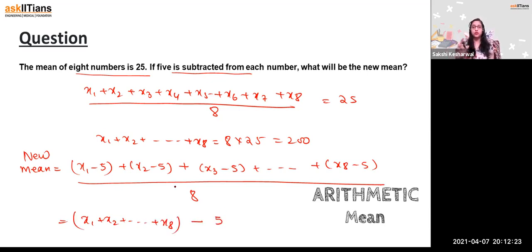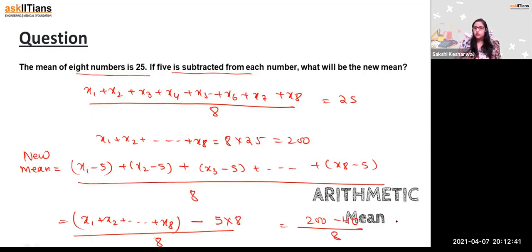So if minus 5 is written 8 times, can I write this as minus 5 into 8, divided by 8? Now we know that this sum is equal to 200, right or not? So this is equal to 200 minus 40, divided by 8, which is equal to 160 divided by 8. This is equal to 20.